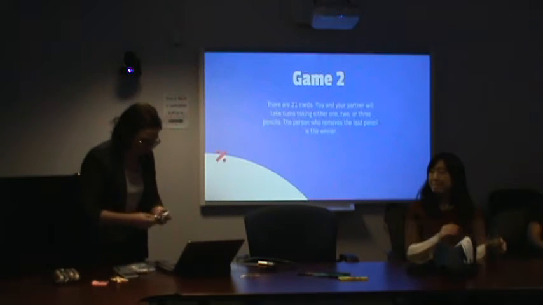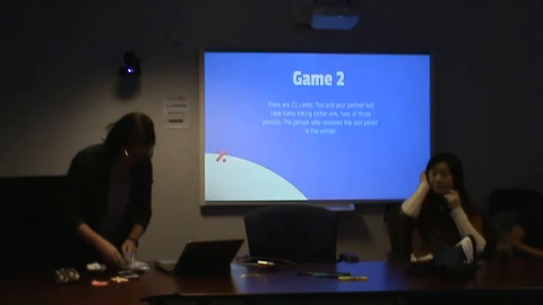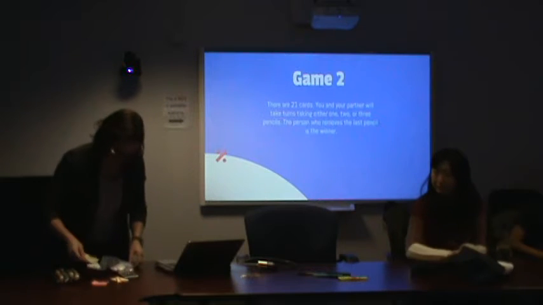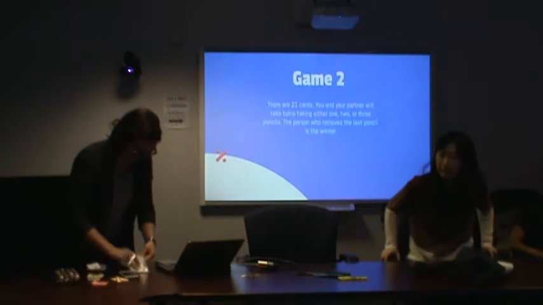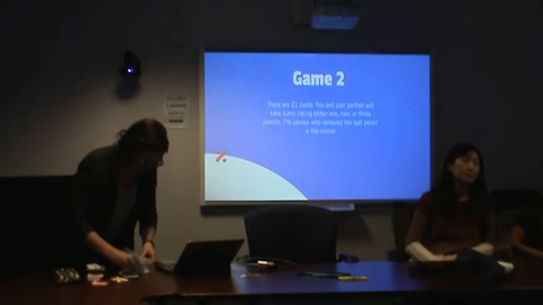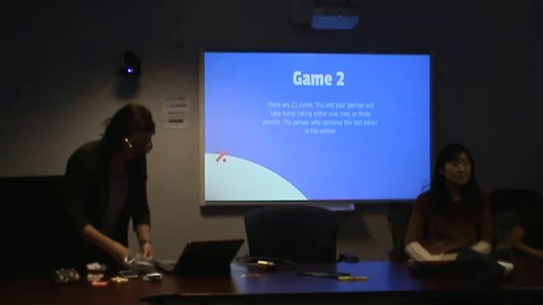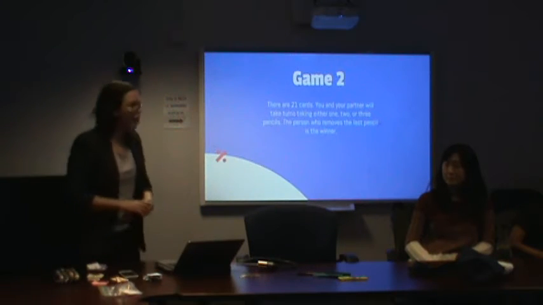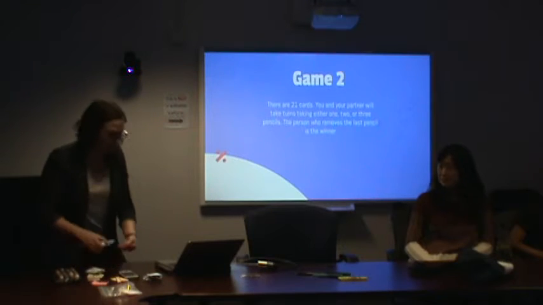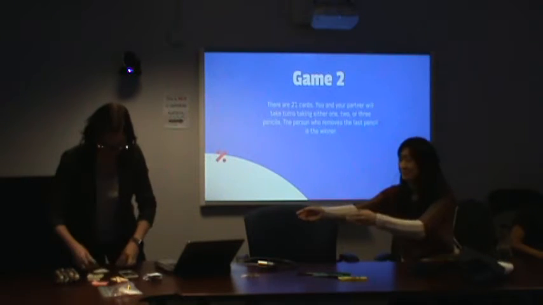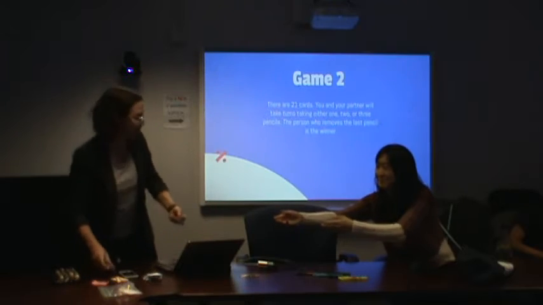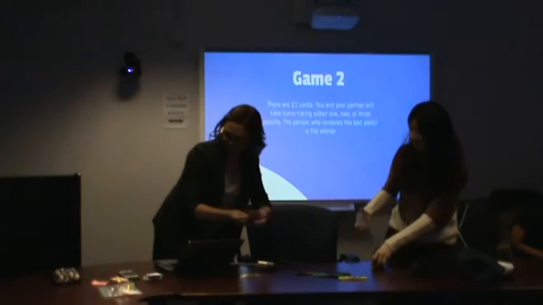Game two. I have some cards. What is written on the cards is not important. It is actually for a completely different activity. What is important is that there are 21 of them. So I'm going to distribute these. I think I only have six, so every couple of people.